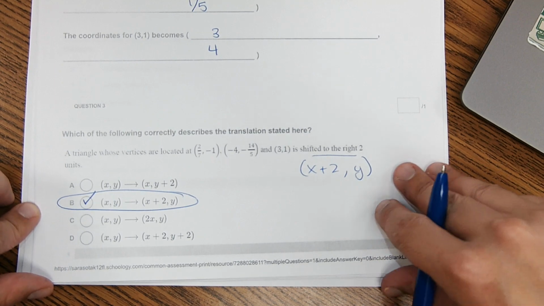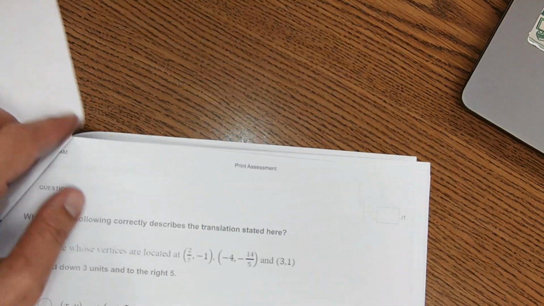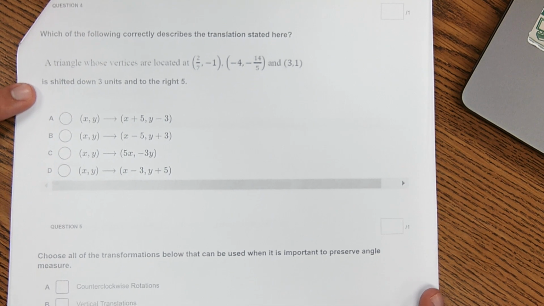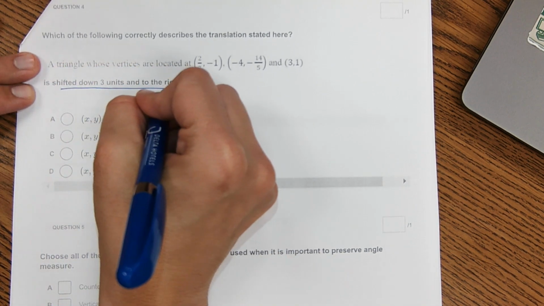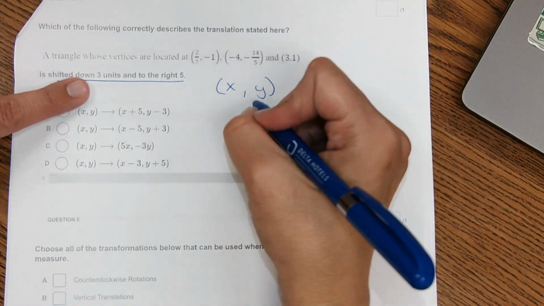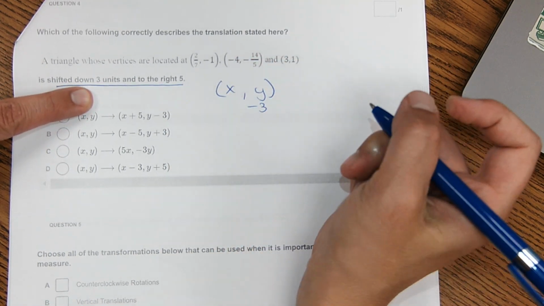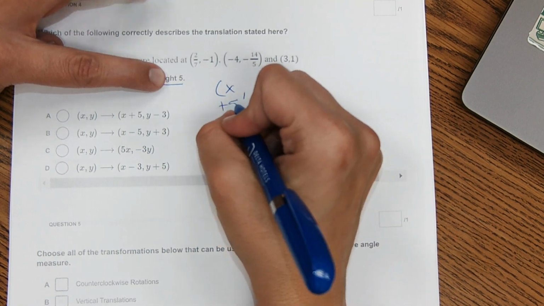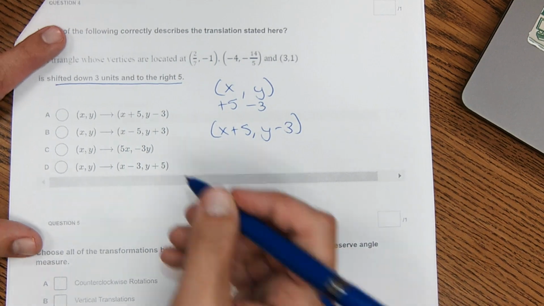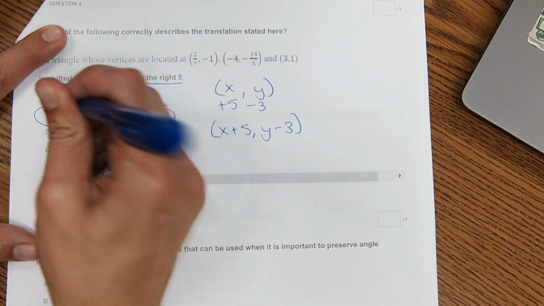Okay, and then the next one. Which of the following correctly describes the translation here? Shifted down 3 units and to the right 5. So for x, y, down 3 units would be -3 to the y, and to the right 5 would be +5. So we're going to have x plus 5, y minus 3, and that's what I'm looking for. It's this one.